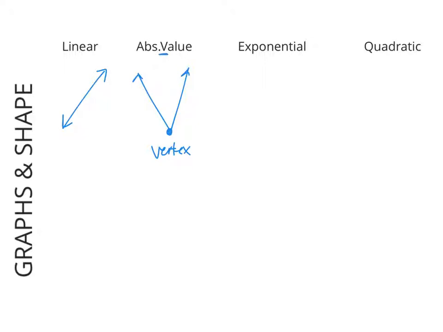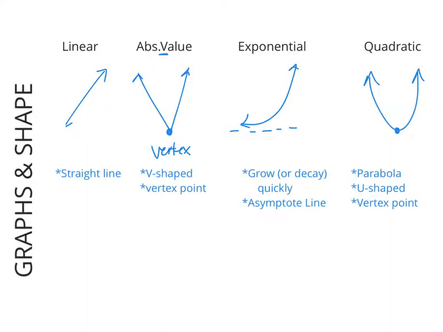Exponential is either something that grows really quickly or gets small really quickly, like there's 2 different options there. When you have exponential graphs, remember you have this line right here called an asymptote. And then quadratics are parabolas, which are like a U shape that are also symmetrical, just very similar to the absolute value. And quadratics also have this vertex point. All right, so that's what you need to know about the graphs of each of these 4.